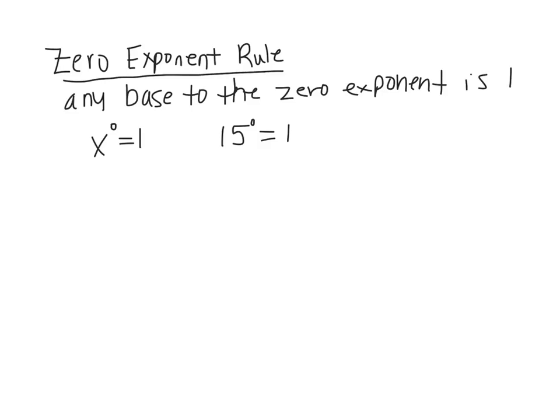The next part of the exponents we're talking about is the 0 exponent rule. Any base to the 0 exponent is 1. X to the 0 exponent will equal 1. Just a number like 15 to the 0 exponent will equal 1. And I will explain why.